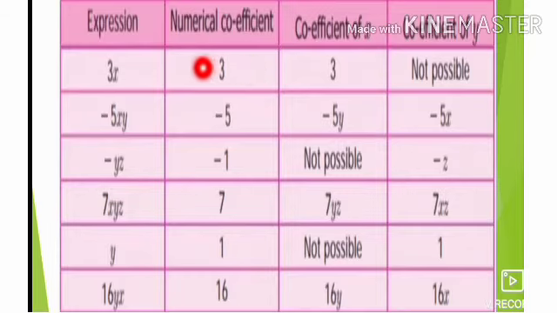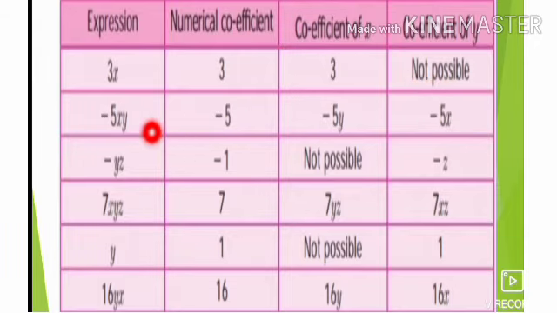So here in front of x, what is there? It is 3. So 3 is known as the numerical coefficient. And coefficient of x. What is the coefficient of x? Again it is 3. So coefficient of y, not possible because the variable y is not given in this expression. So we can't find the coefficient of y. So write down here, not possible.